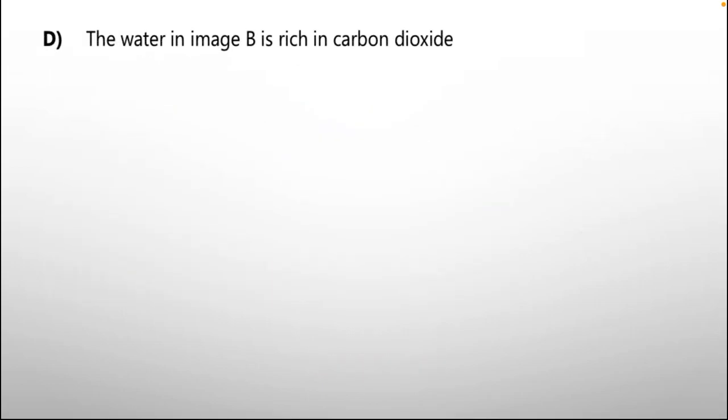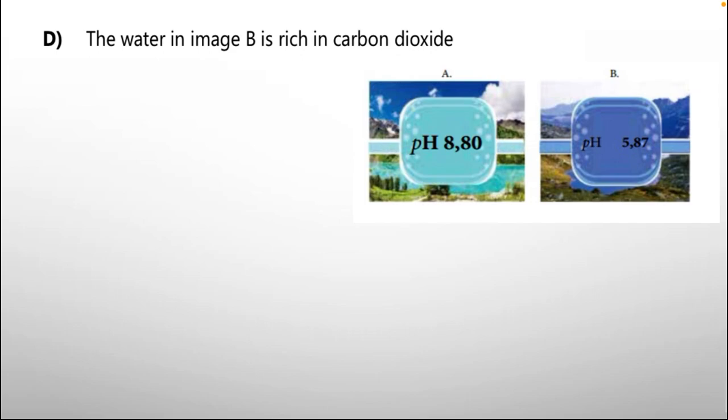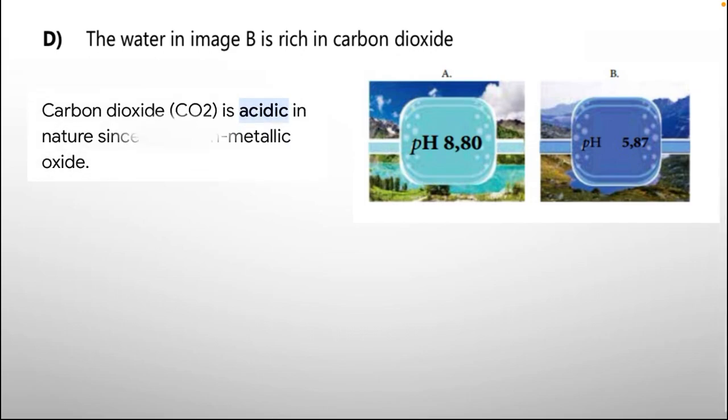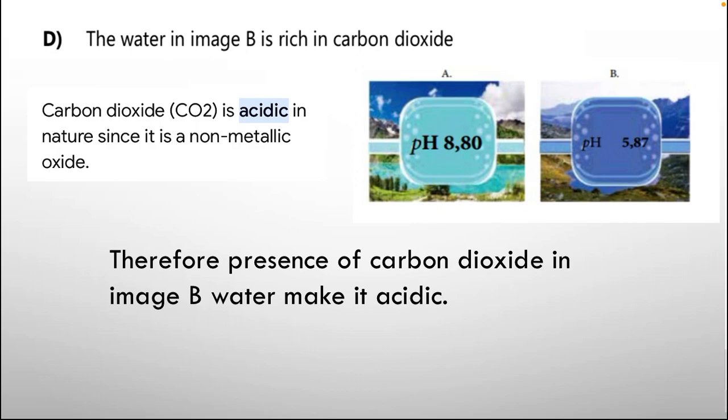Option number D. The water in image B is rich in carbon dioxide. Carbon dioxide is acidic in nature since it is a non-metallic oxide. Therefore, the presence of carbon dioxide in image B water makes it acidic. So this option is correct because the pH is less than 7. At a pH less than 7, liquids or whatever the things are, are acidic. So the option is correct.